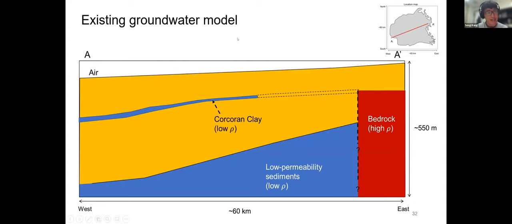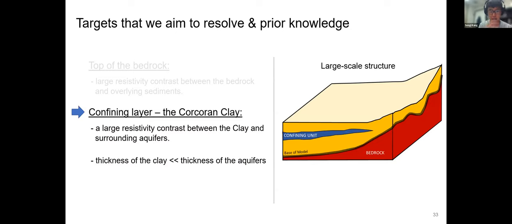This is an existing groundwater model. You can think of it as a large-scale structure or a hydrogeologic model. Here's the Corcoran clay, which has lower resistivity than the background aquifer and divides the upper and lower aquifers. Below the Corcoran clay, there's a low-permeability sediment, likely clay-rich, so it has low resistivity. Towards the east, there's bedrock close to the Sierra Nevada mountains, and the bedrock has high resistivity. The horizontal scale is about 60 kilometers and the depth scale is about 500 meters. This is the typical conceptual model of the subsurface.